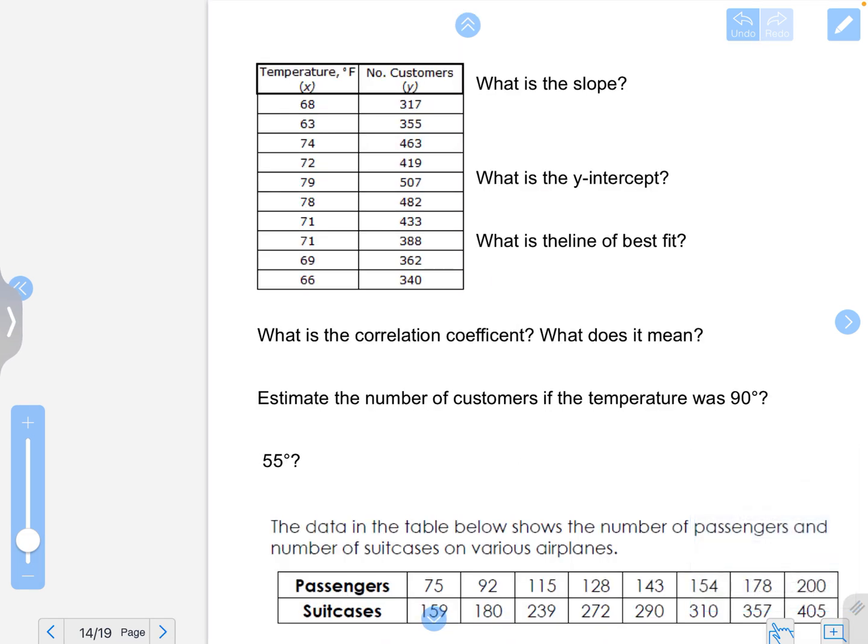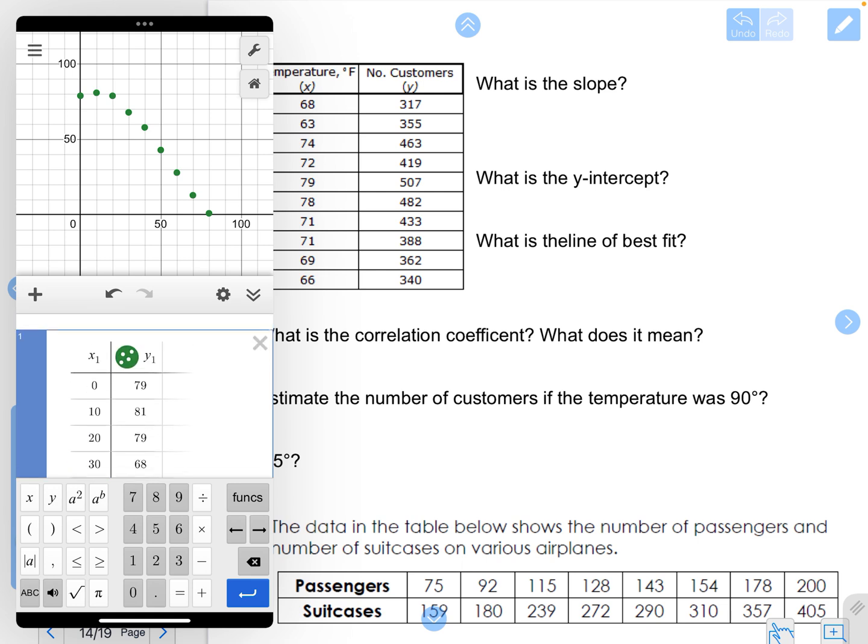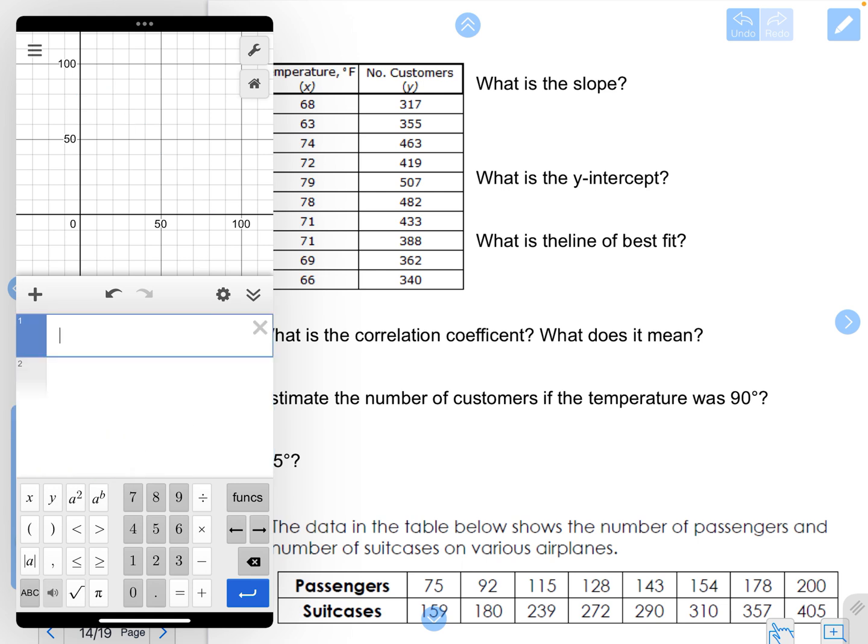So we've got a new table that we need to put in and start over. So again, I want you to put in your information. I want you to pause the video. I want you to put your information in Desmos, follow the steps, and I want you to get your line of best fit. So pause the video now.